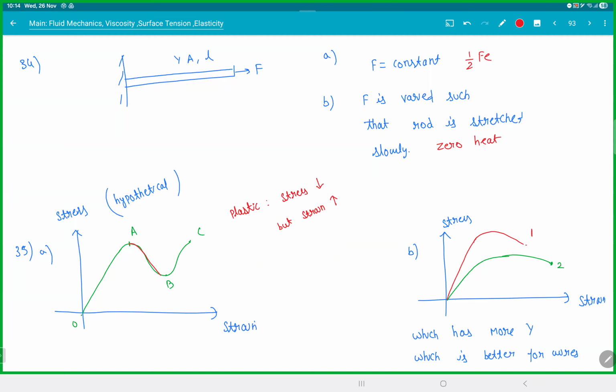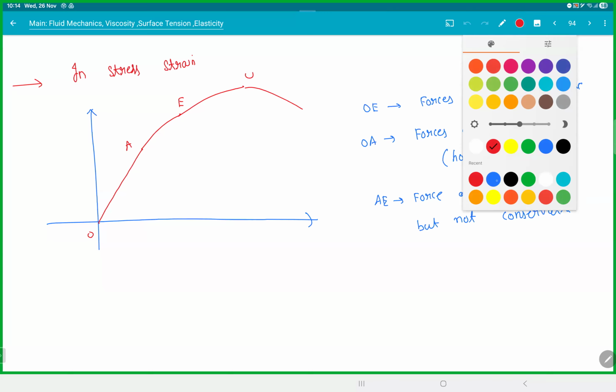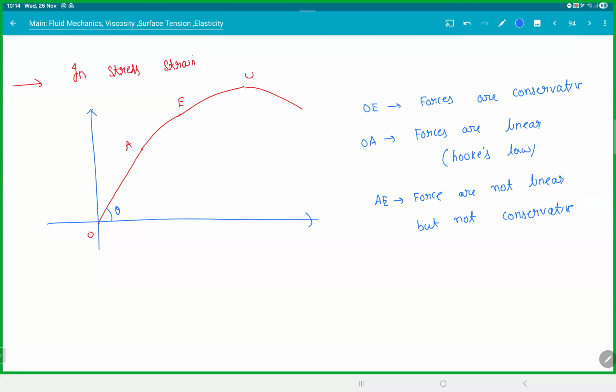What about this thing? Which has more Y? I hope you remember. Here, let me discuss a few things. In NCERT notes, we wrote something. NCERT may actually have had a different statement, so we need to change that. So for this, if you take this angle theta, this O to A is a straight line. Slope of OA, tan theta, is Young's modulus. There are some really good questions on this graph.